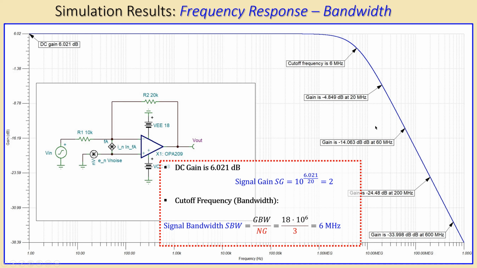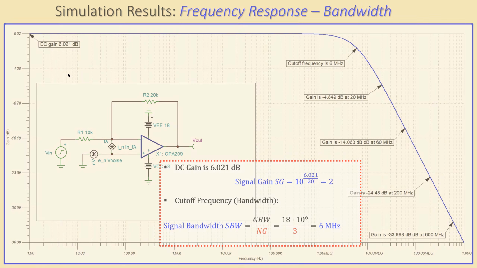So that is a confirmation, and we also know that the cutoff frequency is correct, 6 megahertz, and also the signal gain, the DC gain, for the circuit. So that is all confirmed in the simulations.